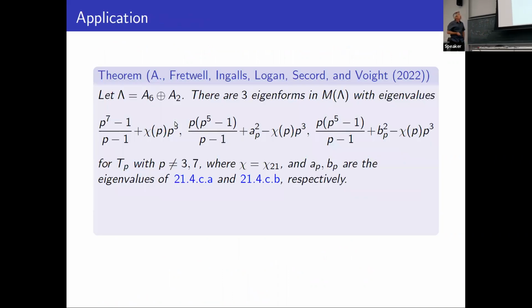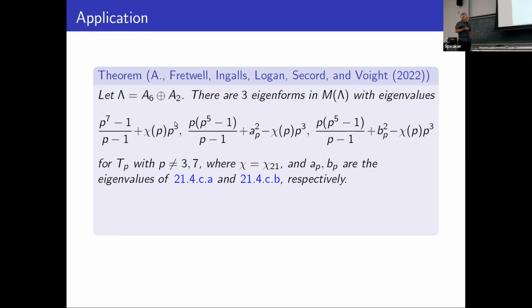Okay, what can we do with it? Here's a sample application. It's a nice theorem. Take lambda to be A6 plus A2, that's a rank 8 lattice. There are 3 eigenforms there. Their eigenvalues are given by this. The previous theorem just tells us that, where the a_p and b_p come from modular forms and chi is the corresponding character. You'll note this lattice has discriminant 21.